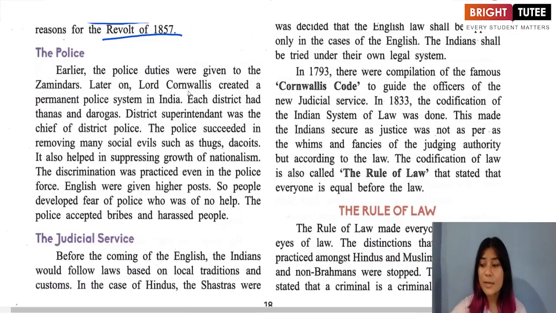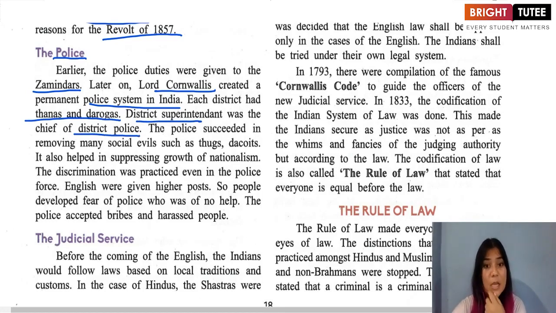Alright. Now the next part of the administration is the police. Earlier, the police duties were fulfilled by the zamindars of the villages. The zamindars acted as police. But later on, Lord Cornwallis created a permanent police system in India. Each district had thanas and darogas. The district superintendent was the chief of the district police. The police succeeded in removing many social evils such as dacoity, theft, thugs, etc.